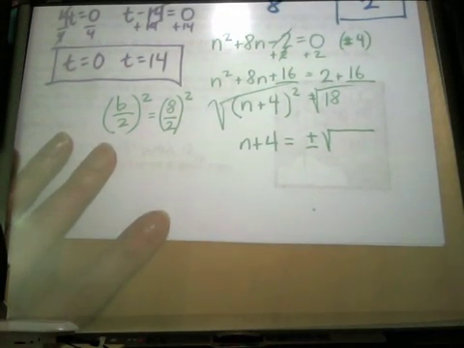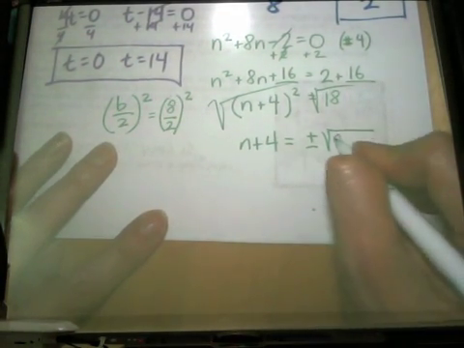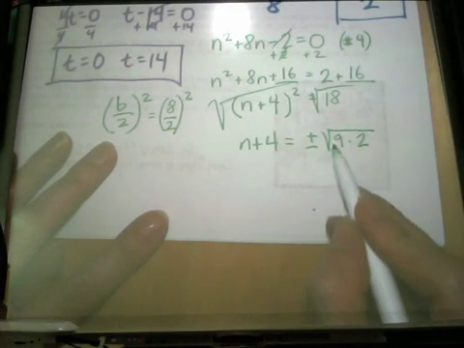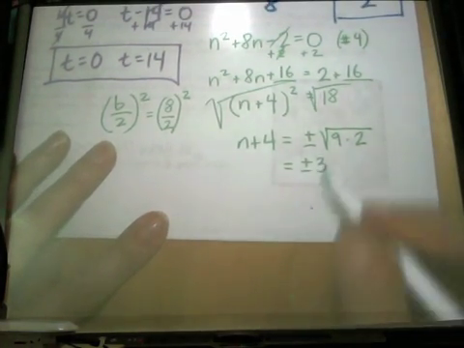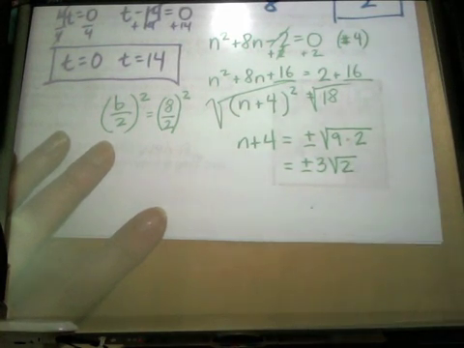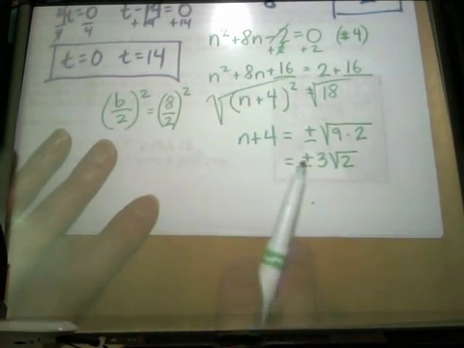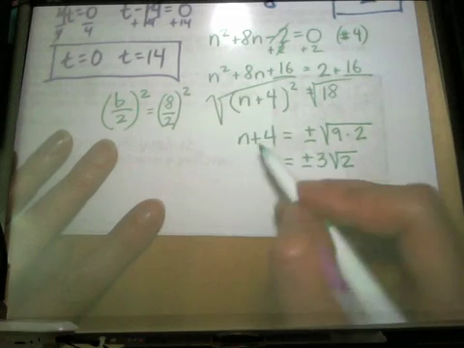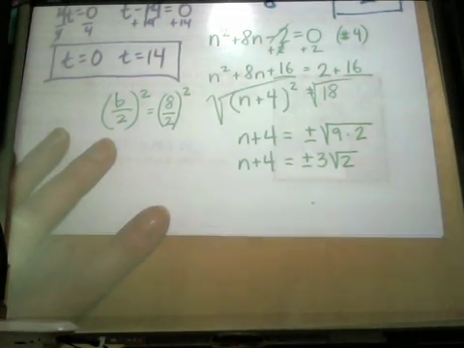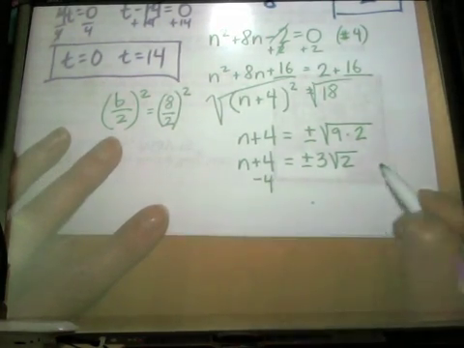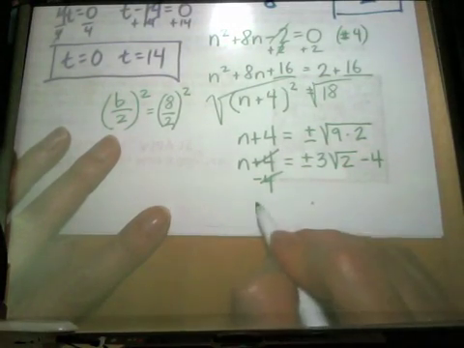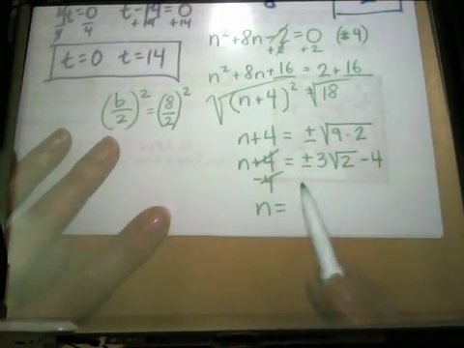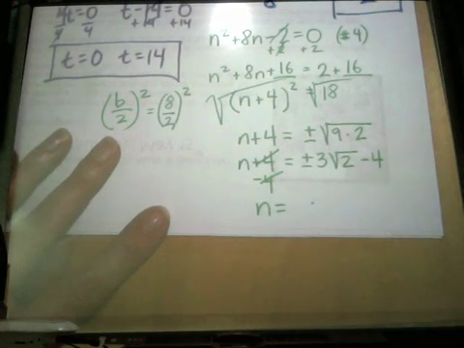Now, let's take that 18. I can factor that down to 9 times 2. 9 is a perfect square. Square root of 9 is 3. So I simplify the right side and I get plus or minus 3 root 2. On the left side, I still have n plus 4, so my final step, subtract the 4. If you want to just leave it like that, that's fine. I will accept plus or minus 3 root 2 minus 4.